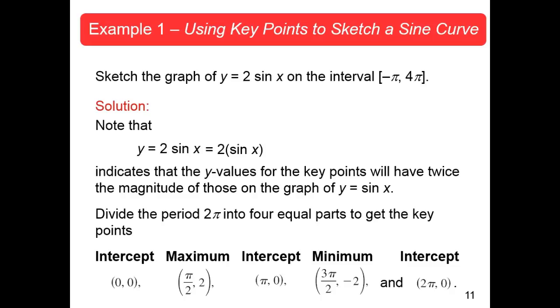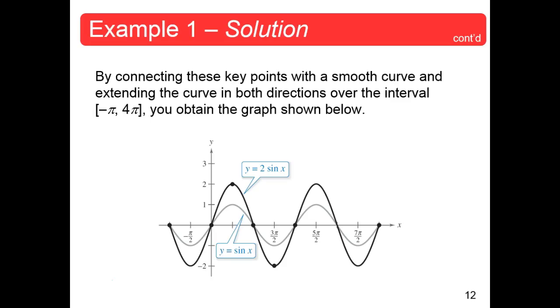Does that make sense? It's pretty straightforward. It's the beauty of trigonometry. Everything repeats itself. These are periodic functions. Once you get the hang of it, it's pretty good. Okay? Now, by connecting those key points with a smooth curve and extending the curve in both directions over the interval, you get the graph shown.